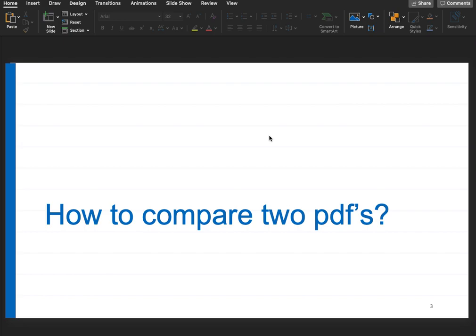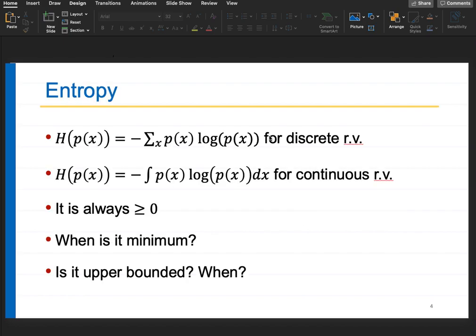KL divergence is the most common thing, and we have discussed it also in the past. So I'll just go through these things a little bit more in detail. First thing which we are going to discuss on the space of PMFs or PDFs is entropy. What is entropy? Entropy is a measure.